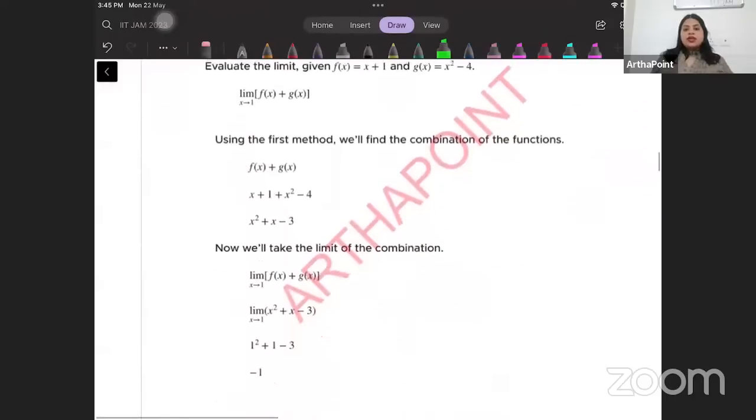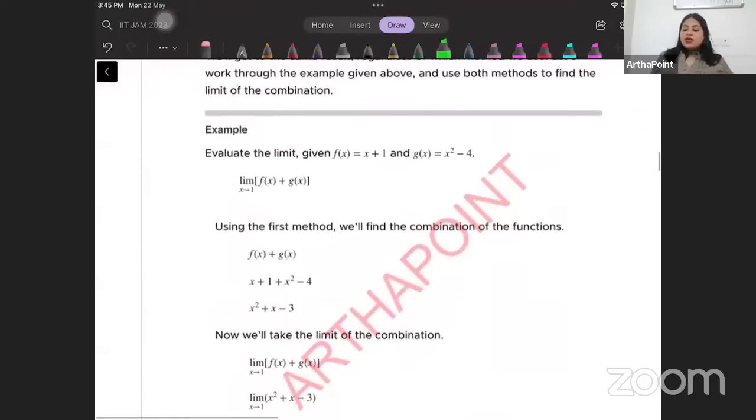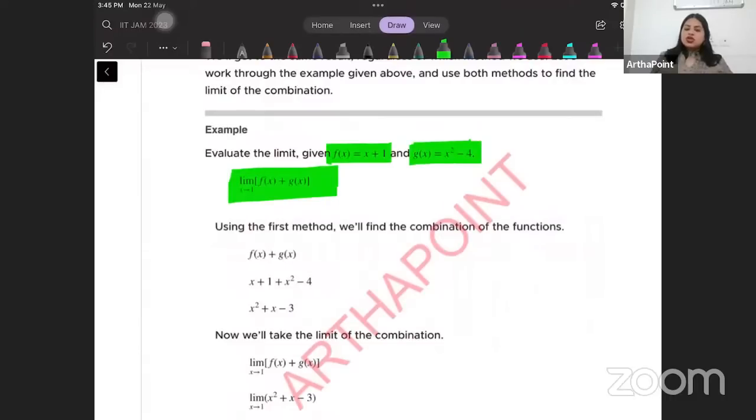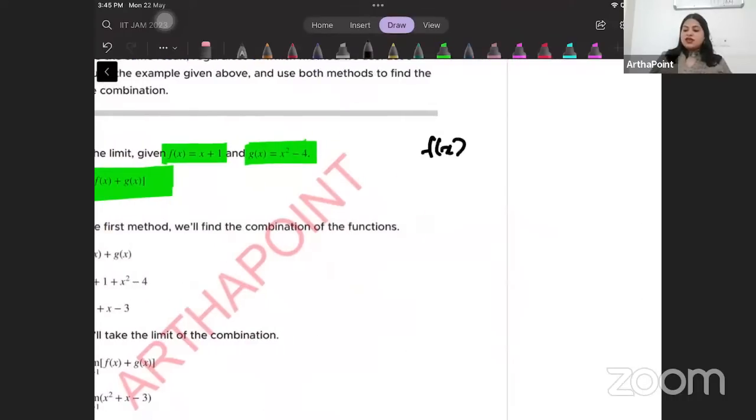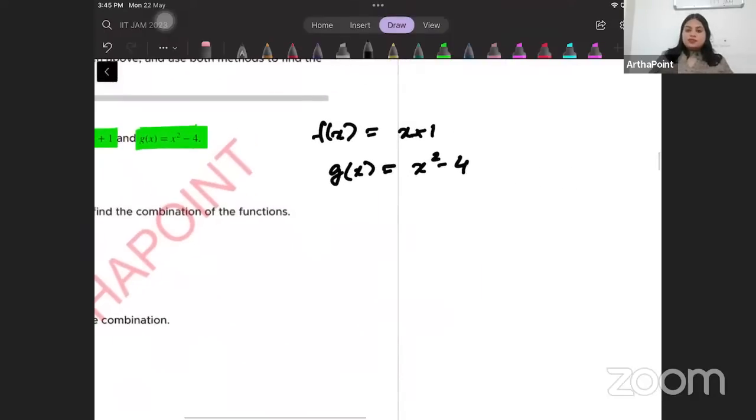Okay. So beta, let us take an example. Evaluate the limit: f(x) is given as x plus 1, g(x) is given as x square minus 1. Find f(x) plus g(x). Nothing to do, separate f(x), separate g(x). Suppose f(x) is given as x plus 1, g(x) is given as x square minus 4. So what does the rule say? The rule says that you can go ahead and split, right? So let us just go ahead and split beta.